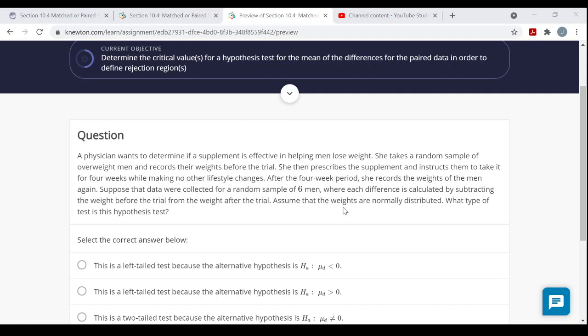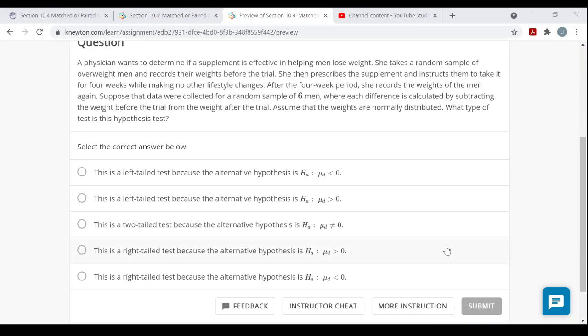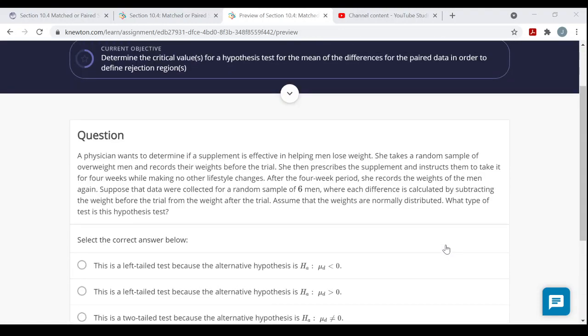And we're assuming that the weights are normally distributed, so that it doesn't matter that the sample size is so small. We'll still be able to apply the theorem and use the student's t-distribution with 5 degrees of freedom, because there will be 6 differences here. There are 6 pairs. First, they're asking what type of test this is. Is it a right-tailed test, a left-tailed test, or a two-tailed test?